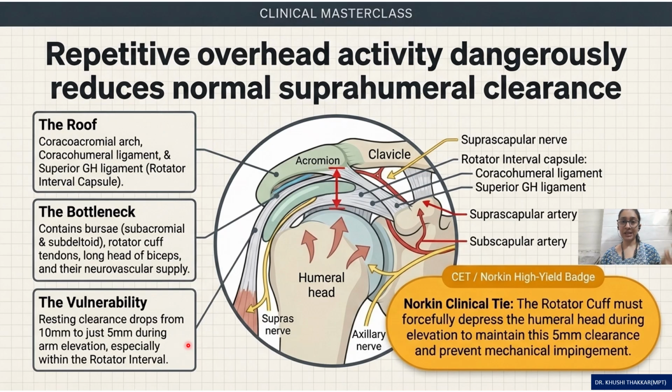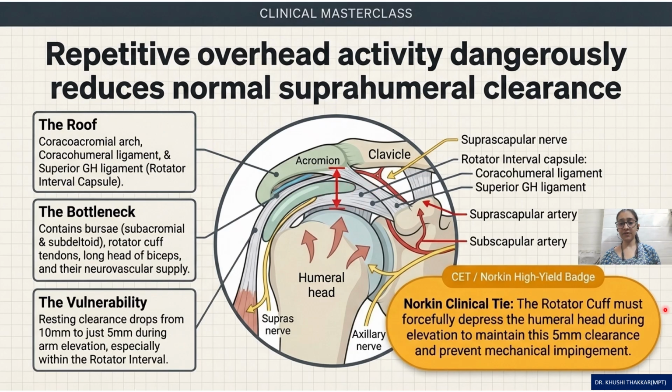Now this is very important clinically because at the resting position, the space between the acromion and the head of the humerus, which is spanned by this arrow, is 10 millimeters. With abduction motion, this space reduces to 5 millimeters during elevation within the rotator interval. Now why is this important? Because repeated overhead activities cause reduction in the space, and if this happens repeatedly with wrong biomechanical movements, it can cause impingement of all these structures located in this space.